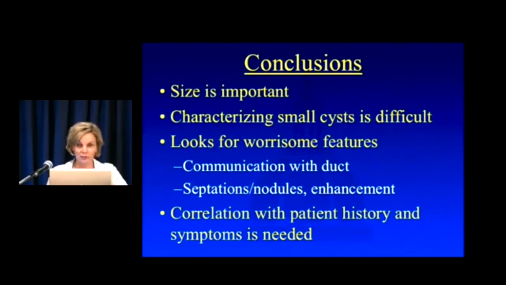Characterizing the very small cysts is difficult for us in radiology, but EUS is a little bit better. All you can do is remember the demographics, remember what's most common and the classic CT appearance, and look for worrisome features that might change your differential. Is it communicating with the duct, IPMN? Are there septations or nodules? Those are the aggressive features.